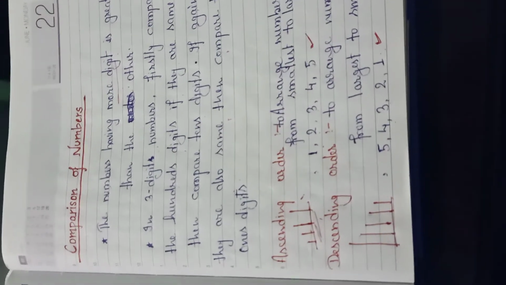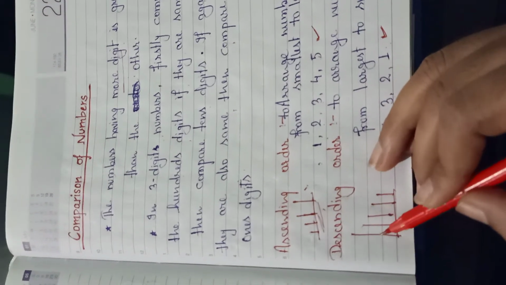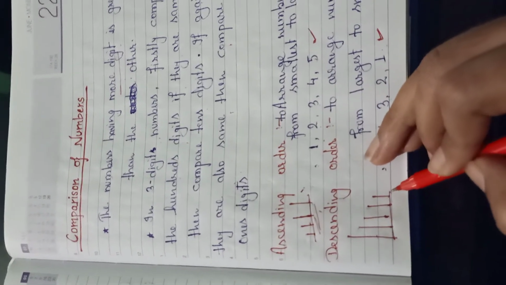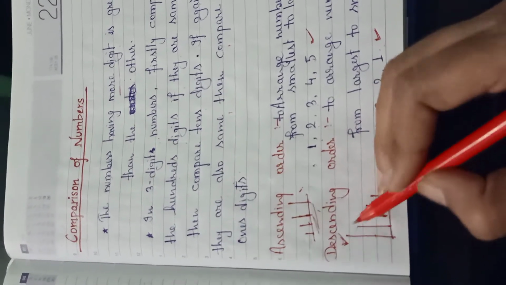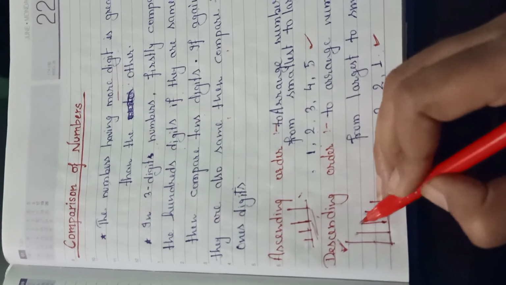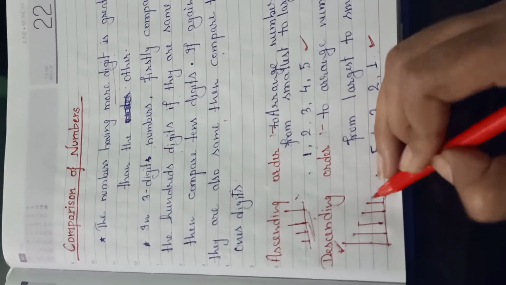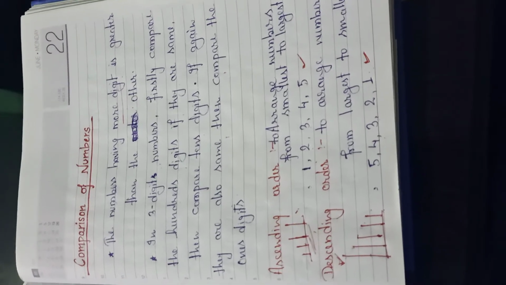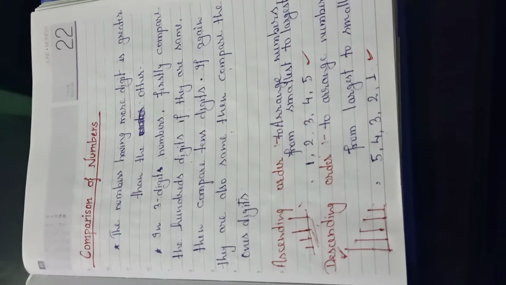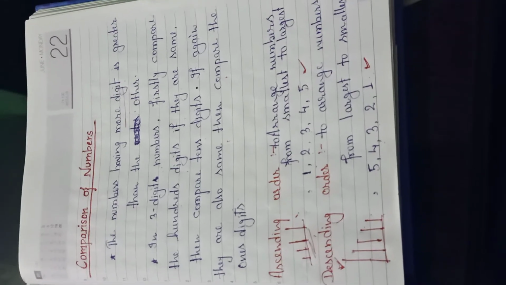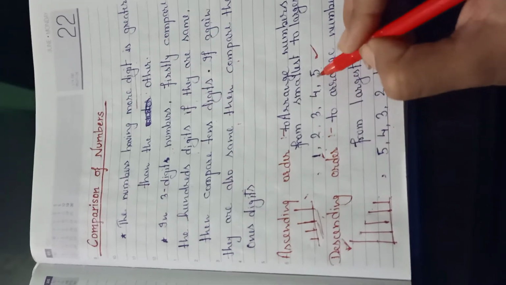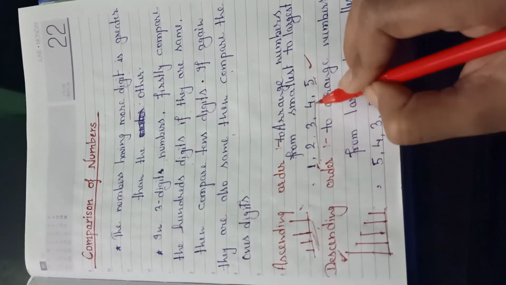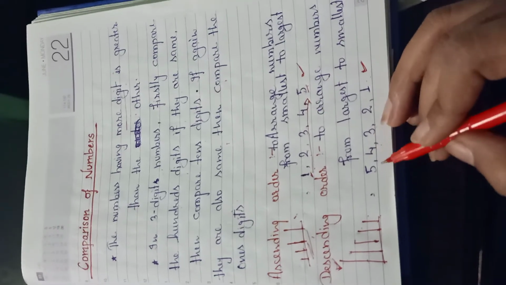But in the opposite way, when we are arranging numbers from biggest, from greatest to smallest, that is called descending order. It means the first number should be greatest, then smaller than this, then smaller, and then the smallest. So from bigger to smaller is descending, and from smaller to bigger is ascending order. Here it is 1, 2, 3, 4, 5. It is the smallest number to the greatest number, so this is the arrangement of ascending order, and here it is vice versa.